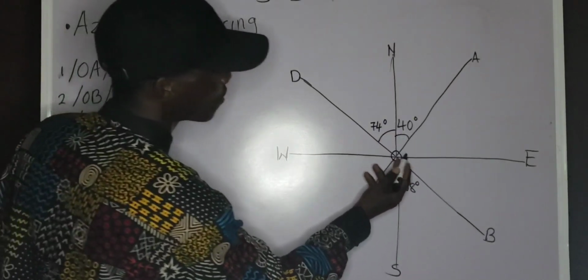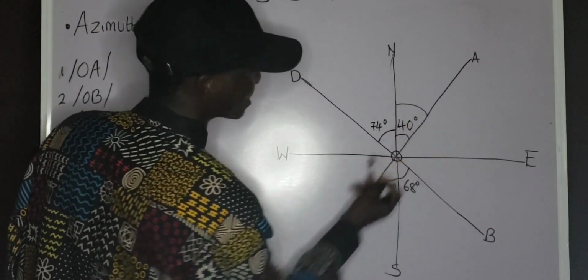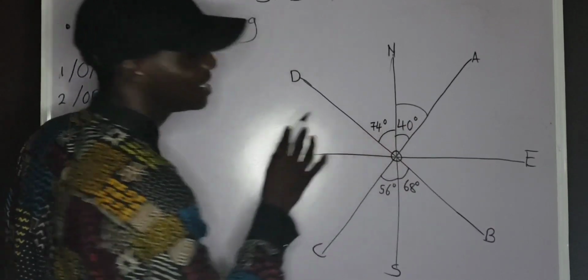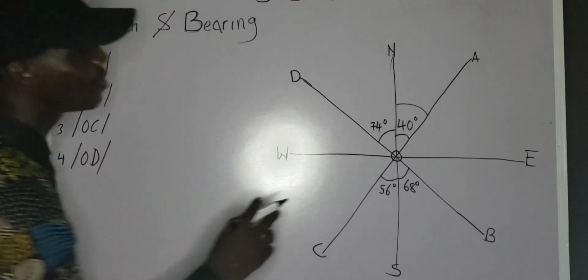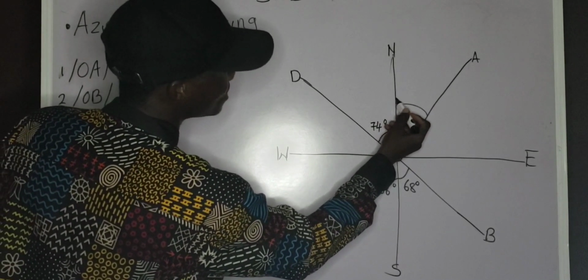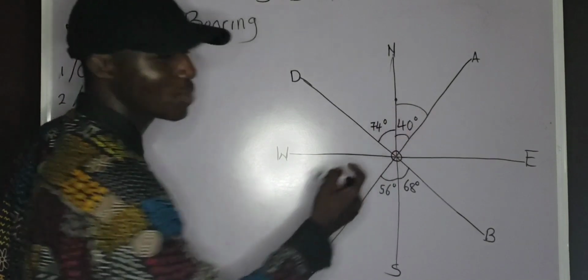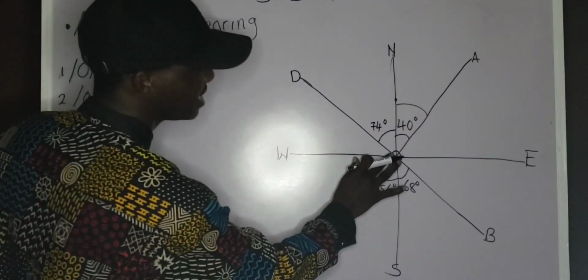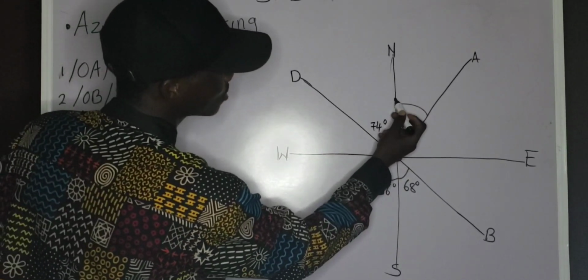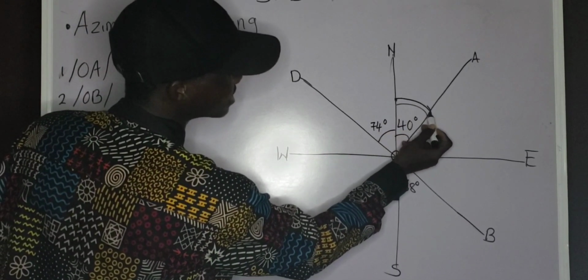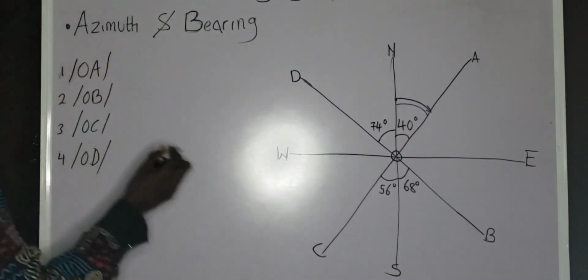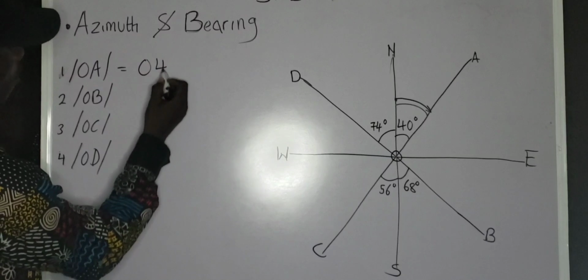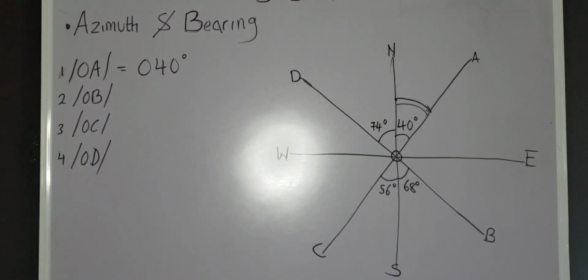So the azimuth of line OA is what? This angle. Do you understand? And the angle is what? 40 degrees. Please, I want you to understand. The azimuth is the angle that ranges from this north line to the line that we are dealing with. Now we are dealing with line OA. The angle that lies between these lines is what is called the azimuth of line OA. So the azimuth of line OA is 040 degrees. Do you understand?